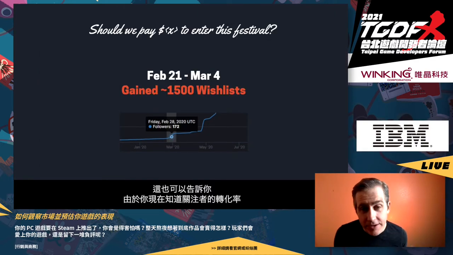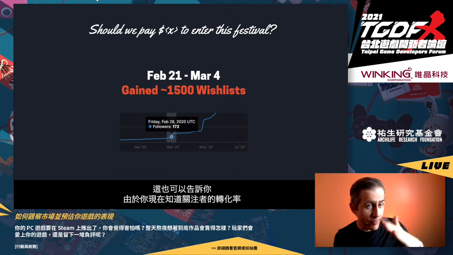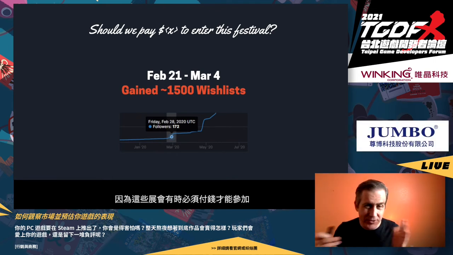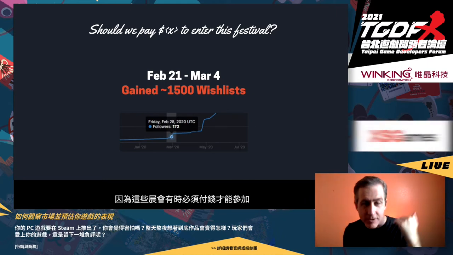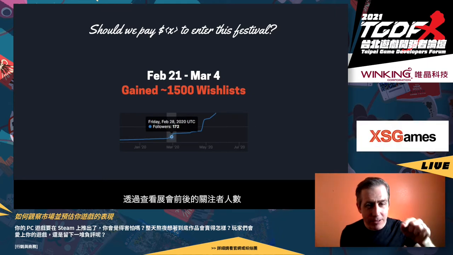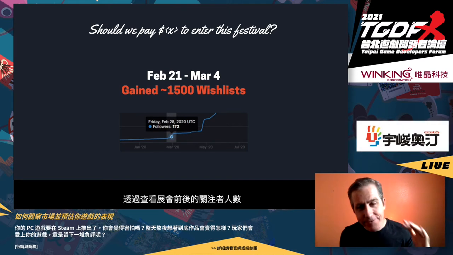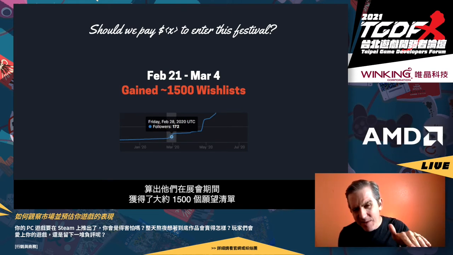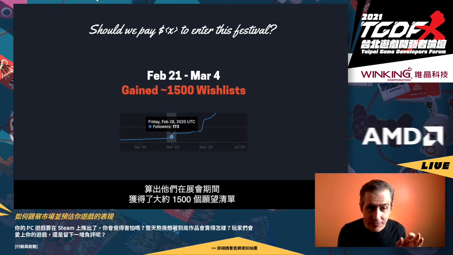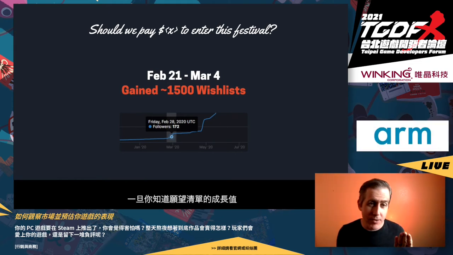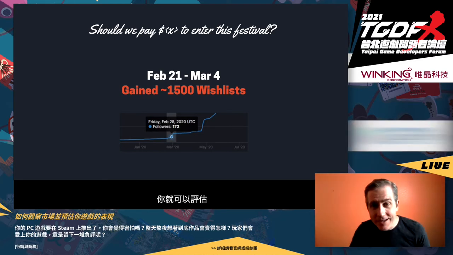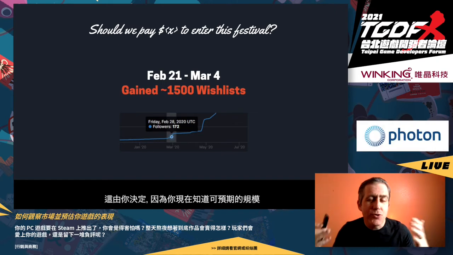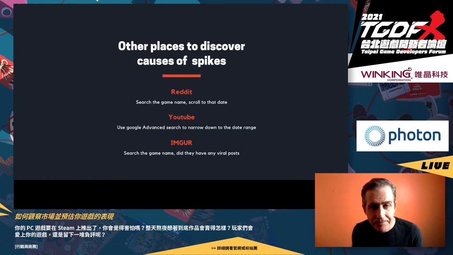So this will also tell you, because you now know the follower conversion rate, whether you should pay money for a festival. Because sometimes festivals have money that you have to pay in order to get into them. I can see by looking at the follower count before and then after the festival, and then multiplying it by 10, that they probably gained about 1,500 wishlists during this festival. Then once you know the wishlist growth, you can identify, hey, is it worth it to us to pay $1,000 for this festival? It's up to you. You now have a scale of what to expect.